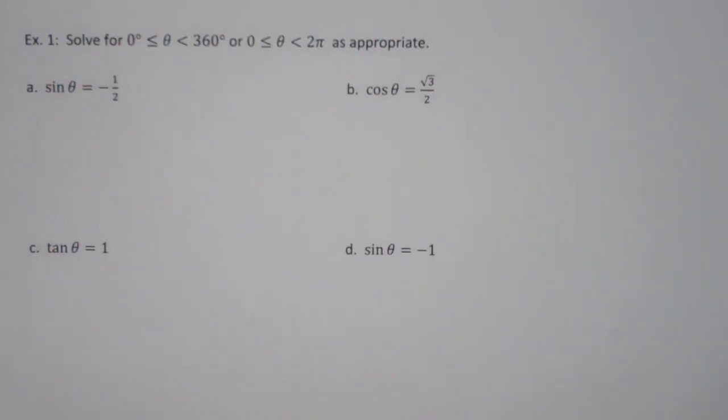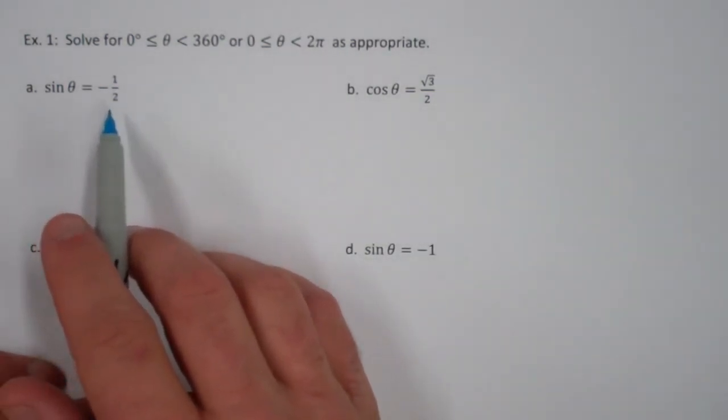In this example, we're going to solve over the domain 0 degrees to 360 and then also 0 to 2 pi. It says as appropriate, but we really don't know which degree or radian measure we should use, so we'll list both. Let's do the degrees first. So the sine of theta is equal to negative 1/2.